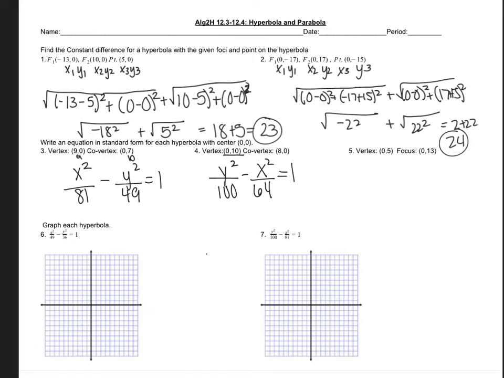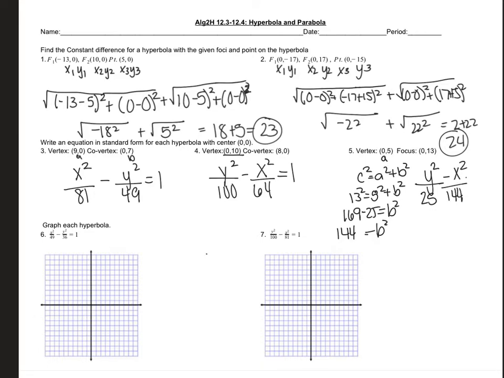Alright, for this guy we have to find our B. We know this is horizontal. This is my A. So it's going to be c squared equals a squared plus b squared. So 13 squared equals 5 squared plus b squared. So 169 minus 25 equals b squared. B squared is going to be 144. So this is going to be y squared over 25 minus x squared over 144 equals 1.